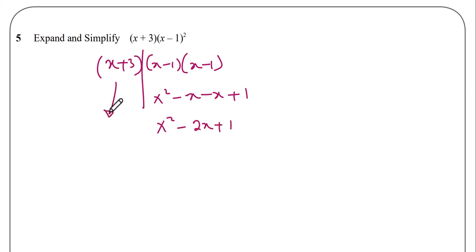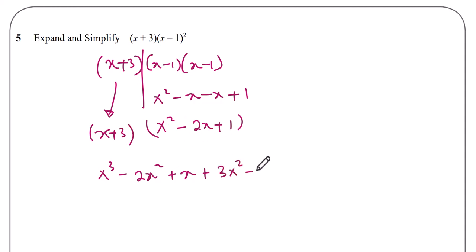Again, you bring this one down, which is going to be x plus 3. So expand this again. That's x cubed. x times minus 2x is minus 2x squared, and x times 1 is x. And then 3 times x squared is 3x squared, and 3 times minus 2x is minus 6x, and 3 times 1 is 3. And then of course you can work that out, and you have x cubed, and minus 2x squared plus 3x squared is just 1x squared, and x plus minus 6x is minus 5x, and then you have plus 3. So that's the result for this one.